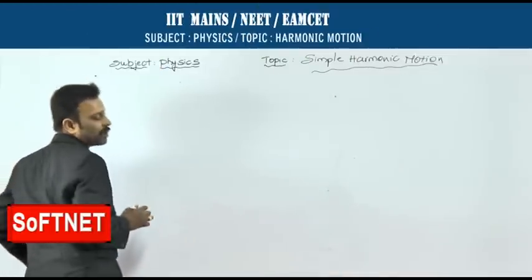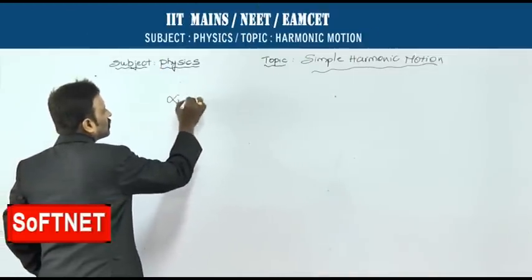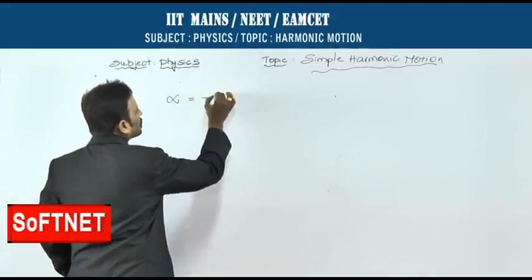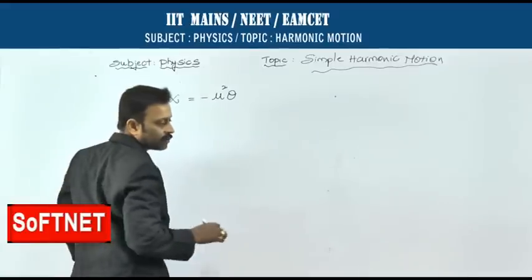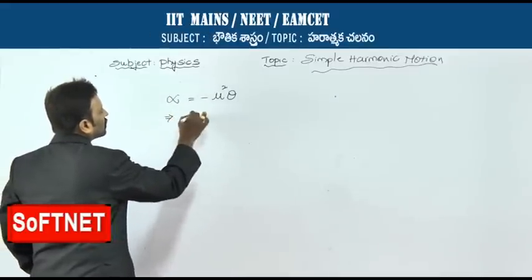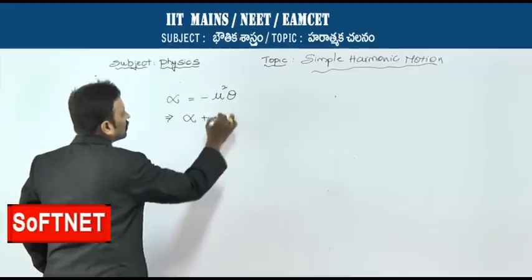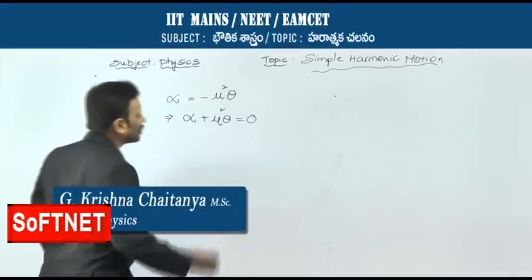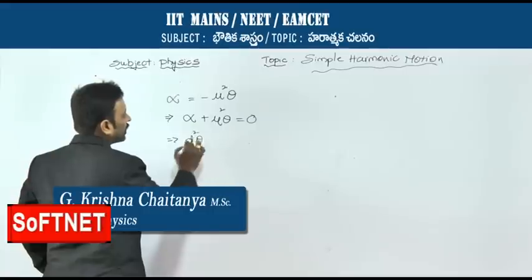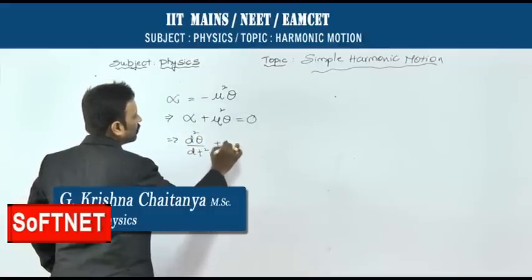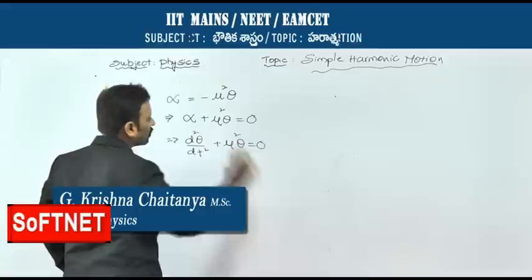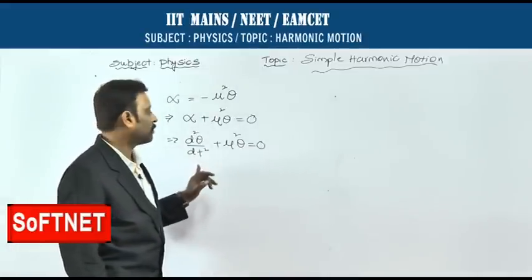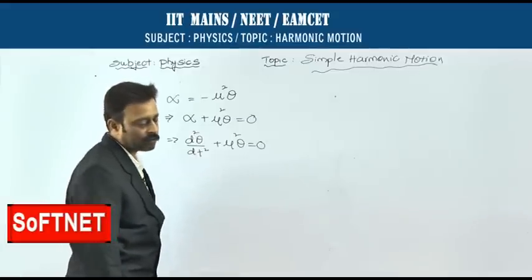For angular simple harmonic motion, alpha is angular acceleration. Alpha is equal to minus nu square into theta. From this, alpha plus nu square into theta is equal to 0. This alpha is nothing but d square theta by dt square plus nu square theta is equal to 0. This is the differential form of angular simple harmonic motion.